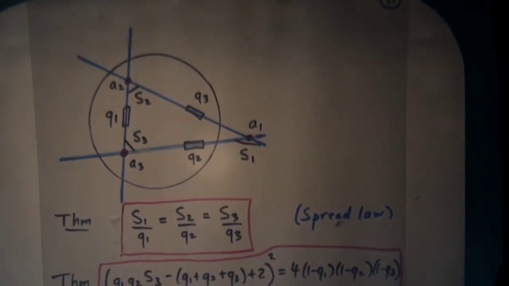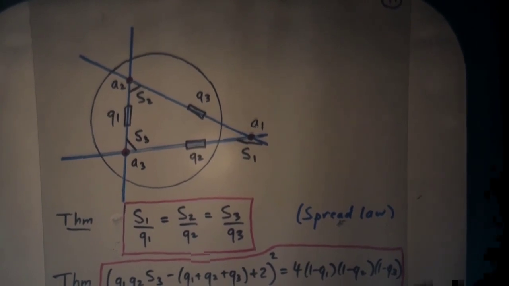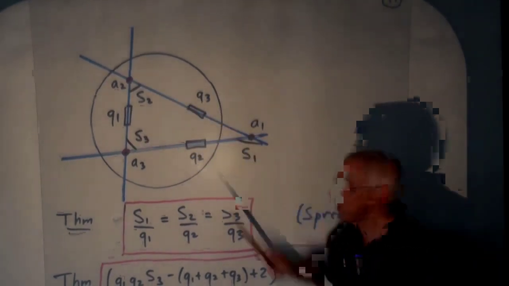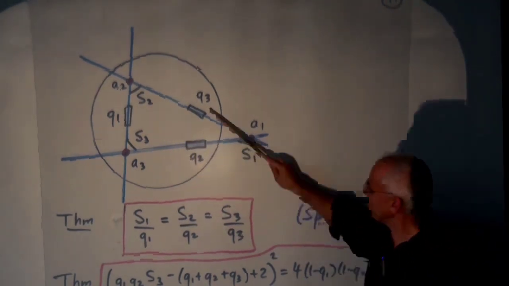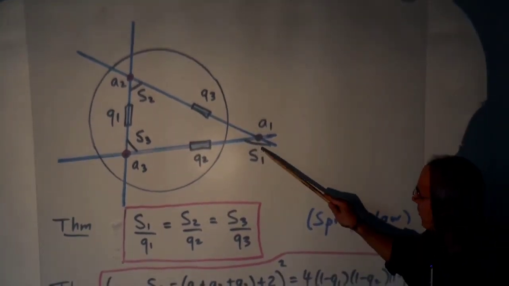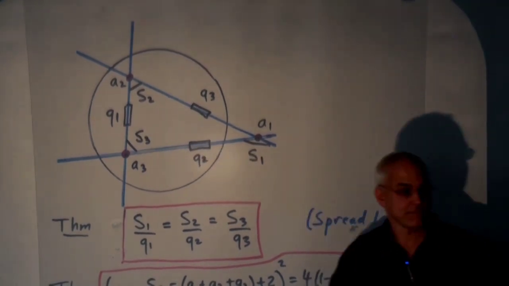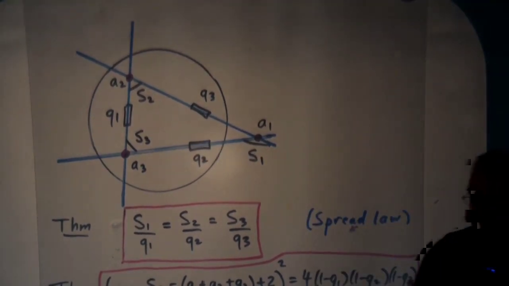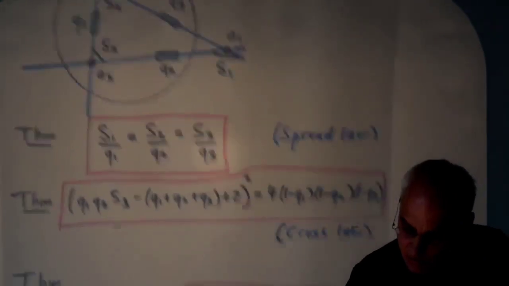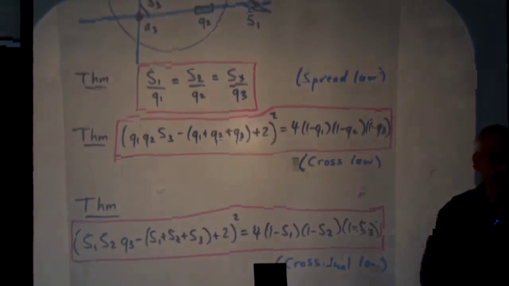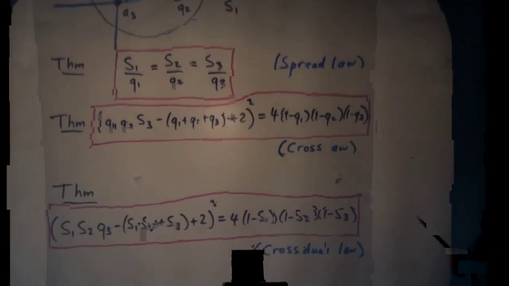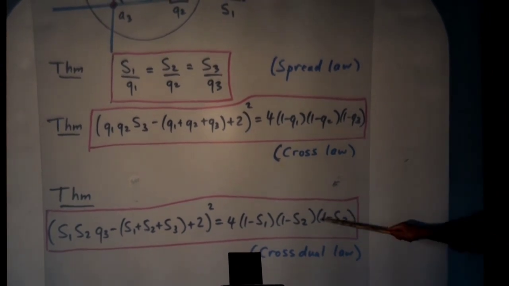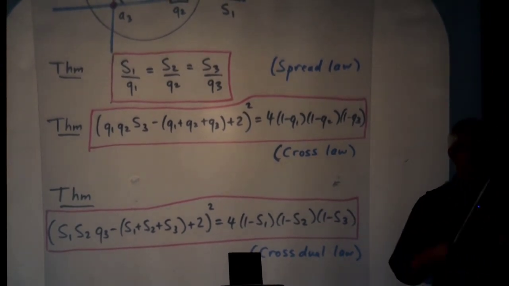All right, now we come to a general triangle. So we have a general triangle, A1, A2, A3, and it has three quadrances, Q1, Q2, Q3, and three spreads, S1, S2, and S3. And here are the main laws. The first one is the spread law, which replaces the sine law. The next one is the cross law. And there's a dual cross law. These replace the two cosine laws.